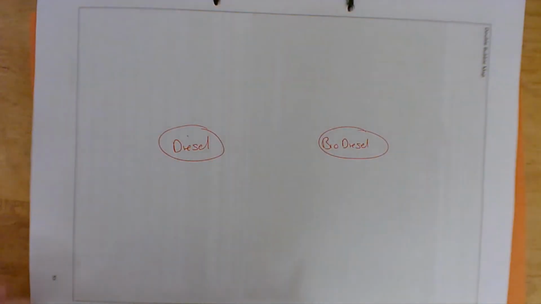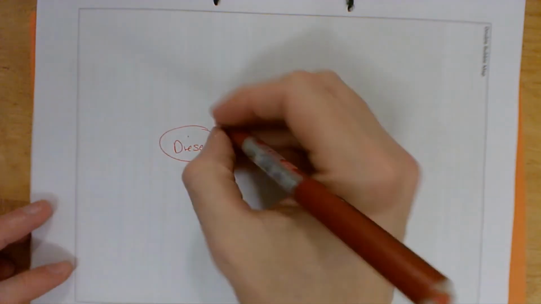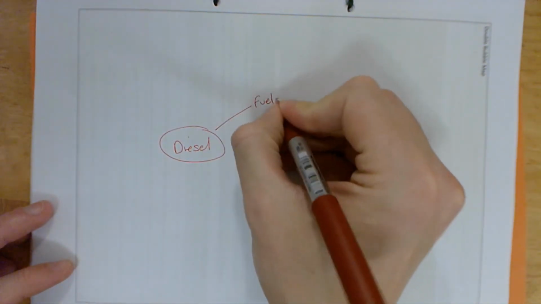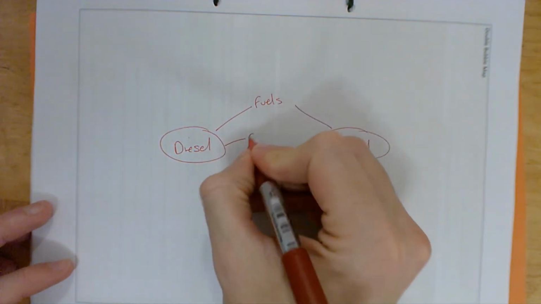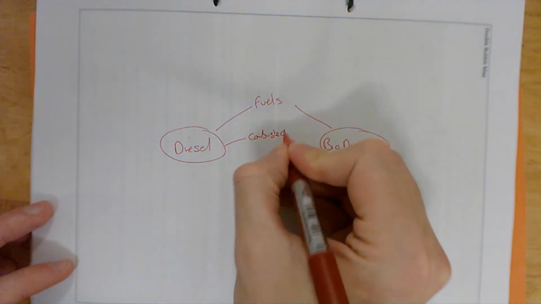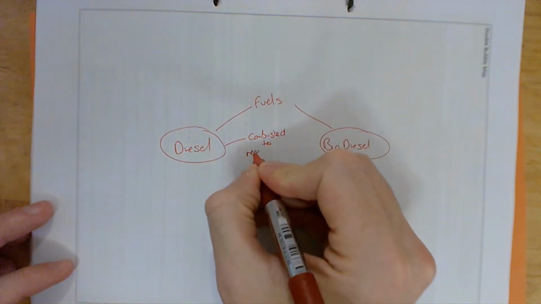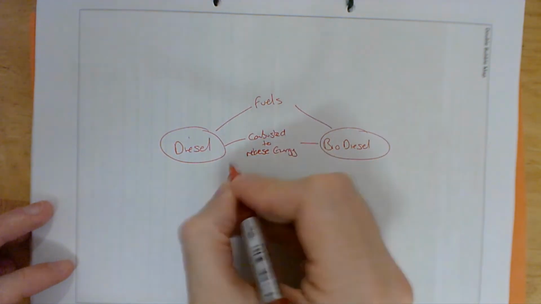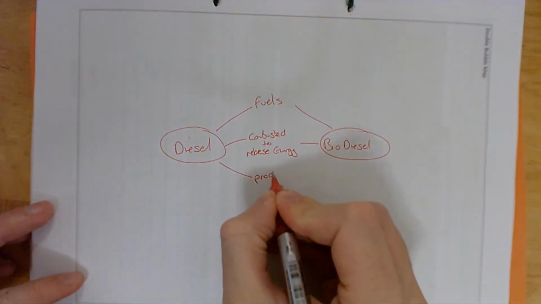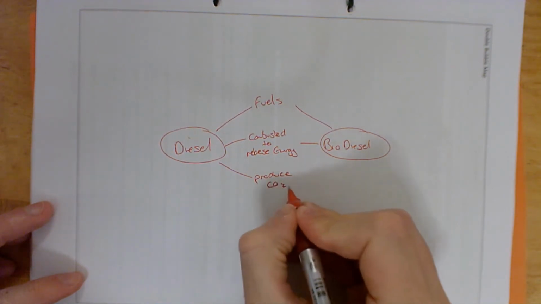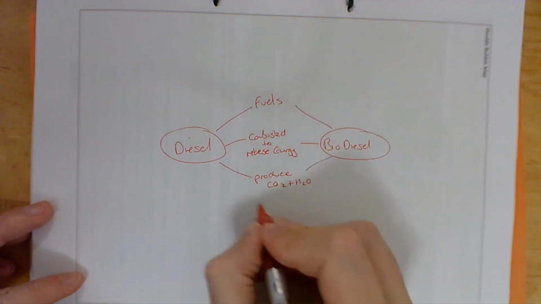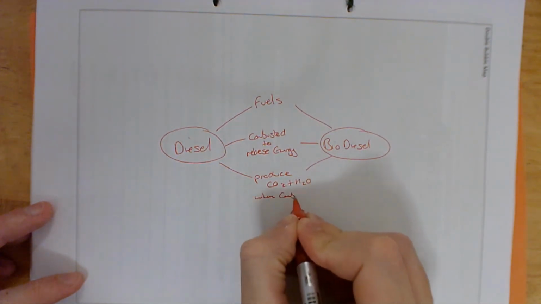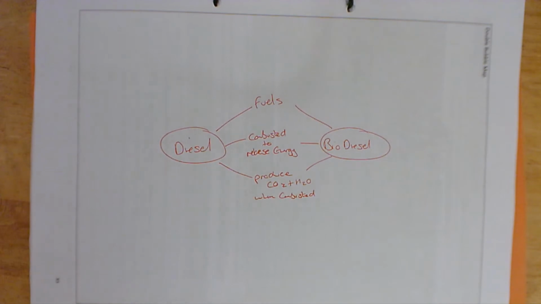So to start off with our double bubble map, we're going to look at the similarities between diesel and biodiesel. So they are both fuels. They are both combusted to release energy. They both produce carbon dioxide and water when combusted. Okay, so in terms of using diesel or biodiesel, you're still going to be polluting the atmosphere with carbon dioxide.